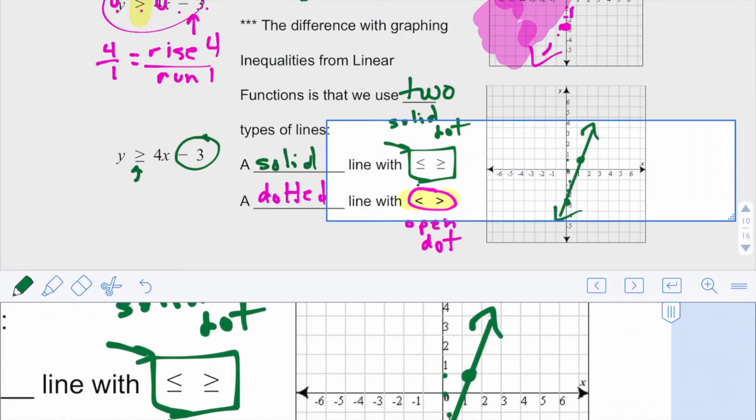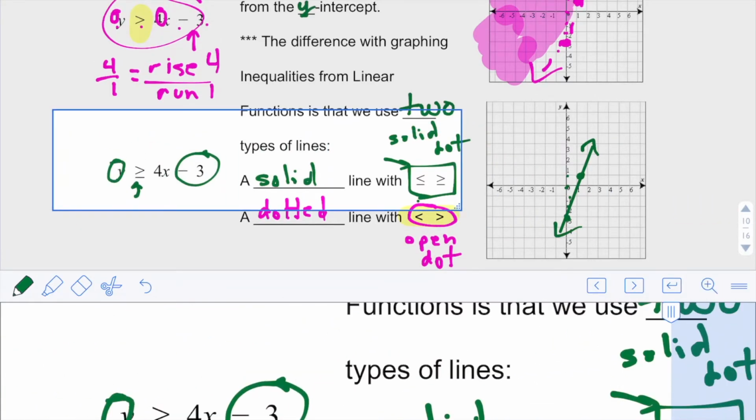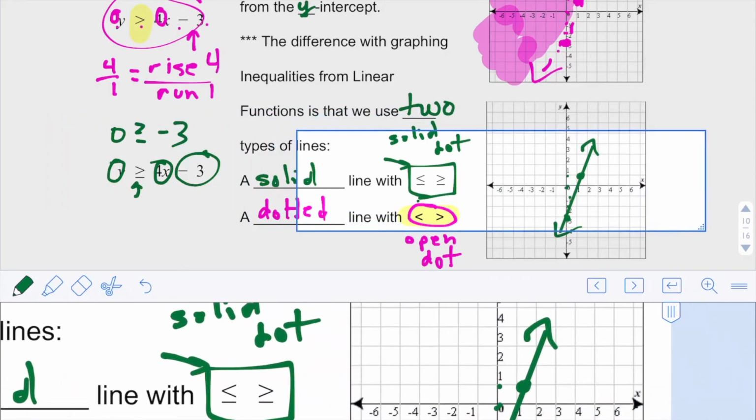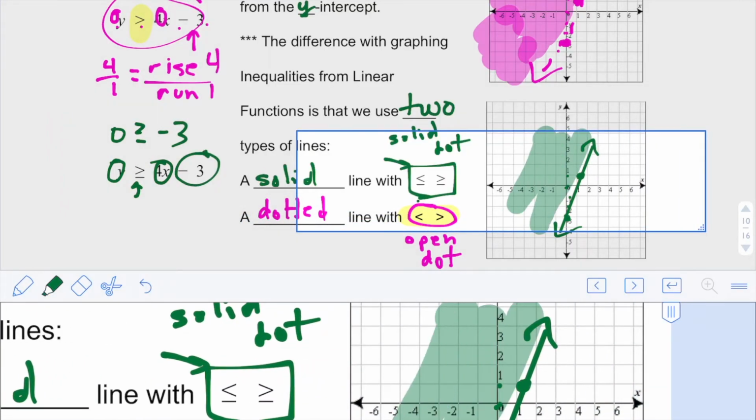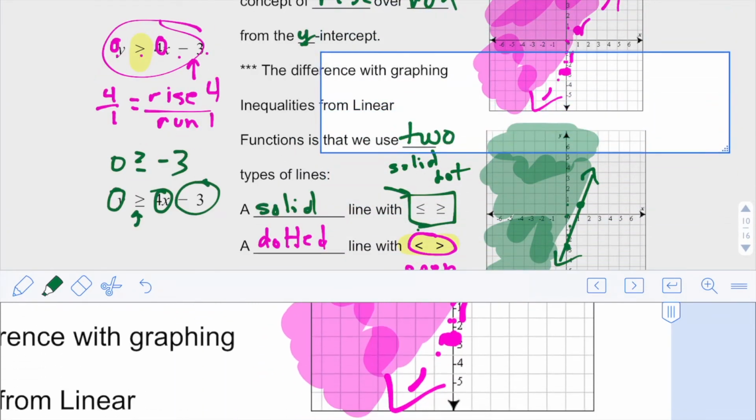Again, 0, 0 is to the left of this line, so let's plug that in. 0 is greater than or equal to 4 times 0, which is 0, minus 3. So it's saying 0 is greater than or equal to -3, and we know that that's true, so we're going to shade on the side of the 0, 0 point. That means all the solutions fall on that side.